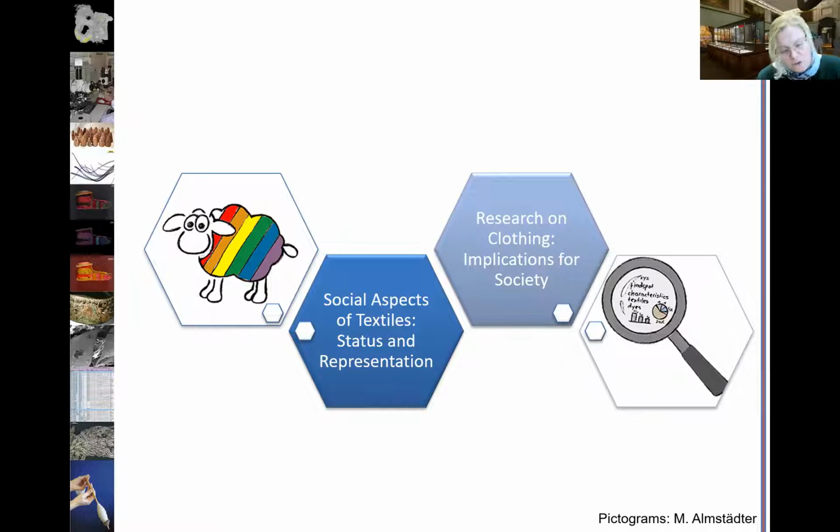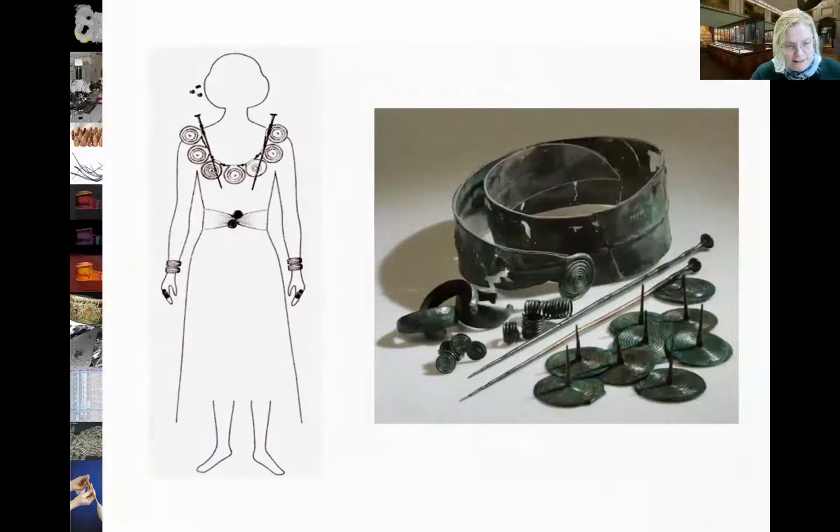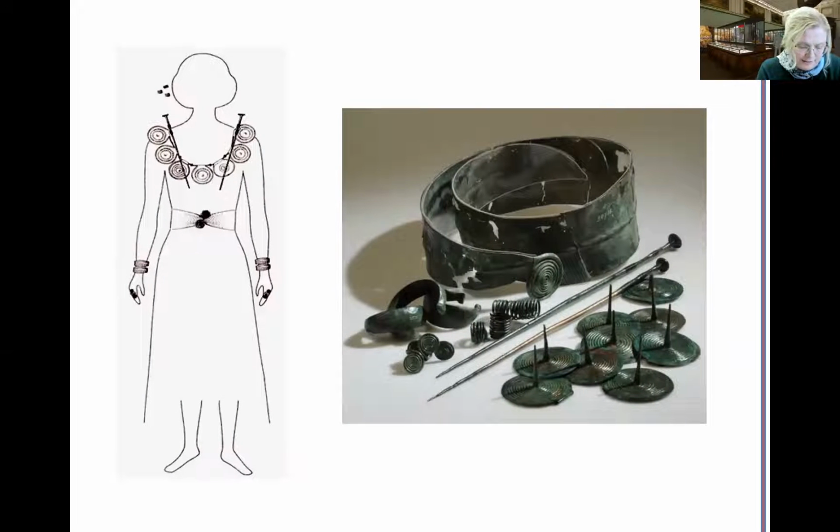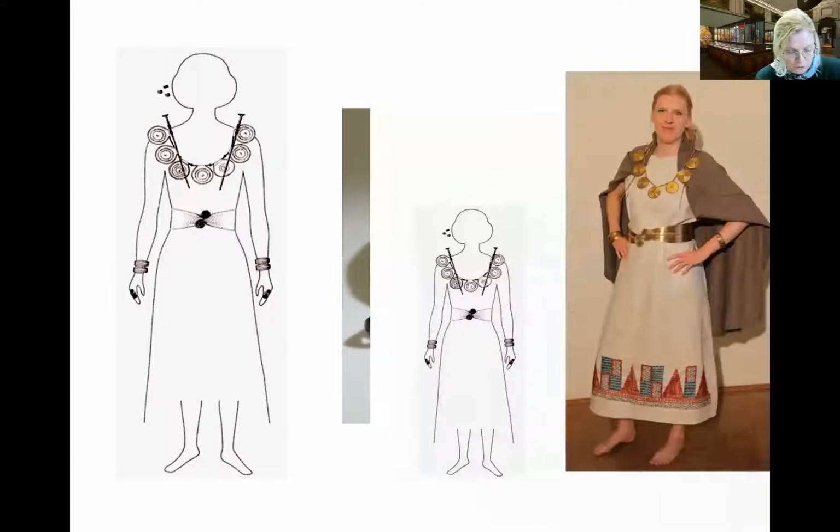And this brings me to the social aspects of textiles, the status, the representation, and research on clothing with the implications for the society. Just as a case study, what is the visuality of textiles? Usually, when we are working with grave ensembles, of course, the focus is on the bronze artifacts. But can textiles add visual complexity to show status as well? Here, for example, a Middle Bronze Age grave. It is from Winklarn in Lower Austria.